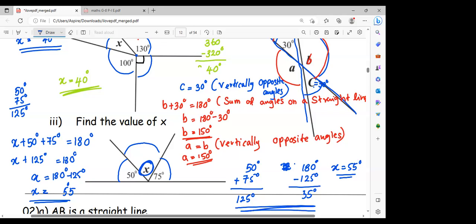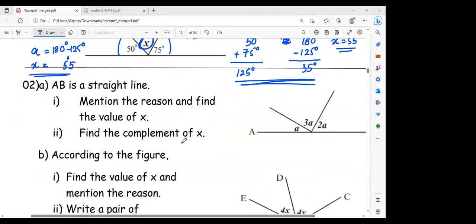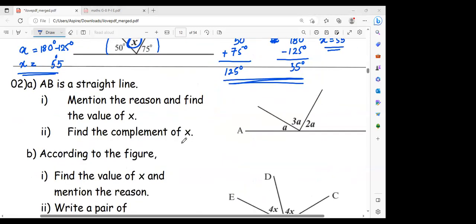Then those who have got different answers, please check whether your typing has mistakes, or whether your calculations are wrong. Okay, shall we move to the second main question?